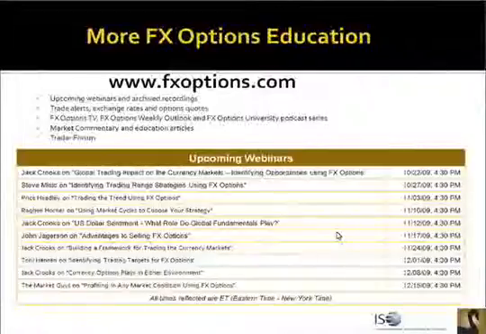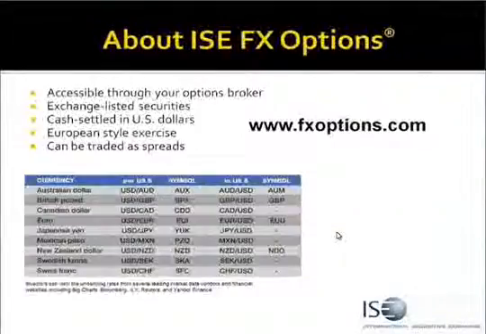This is the same chart that we slid past earlier, and what this shows here is the listed currencies now available on the ISE. The listed FX options that you can trade on ISE. They have all the major currencies, and the major currencies consist of Australian dollar, British pound, Canadian dollar, euro, Japanese yen, and Swiss franc. Those are considered the 6 major currencies against the U.S. dollar.